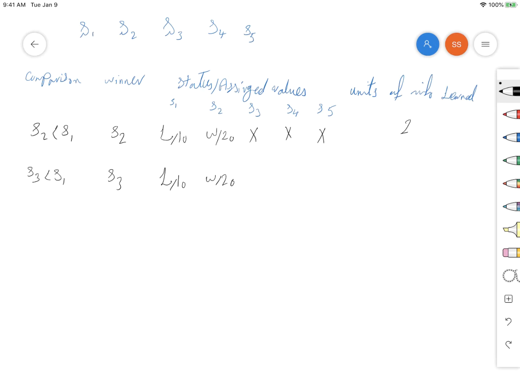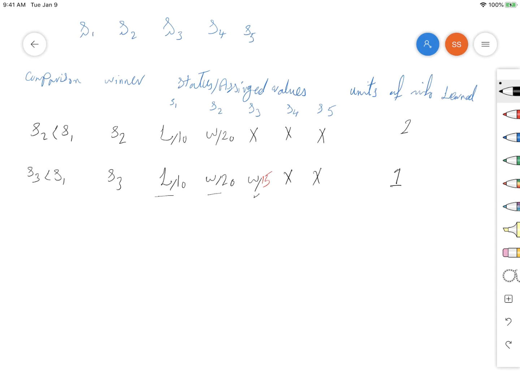Okay, S2 is still a win with the value 20. And we are going to give a status of W to S3, and for now, temporarily, a value of 15 to S3, and there is no change for S4 and S5, so it's going to be X for those. So how much information did we learn here? It is 1. There was no change in the status of S1, so there's no new information there, but we have one piece of information here. So the units of information that we learn is equal to 1.